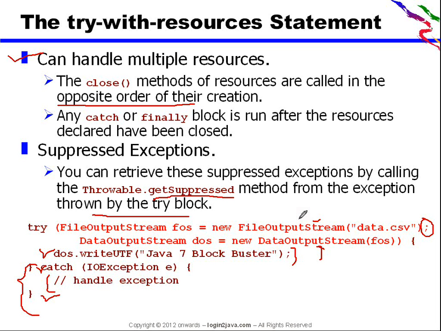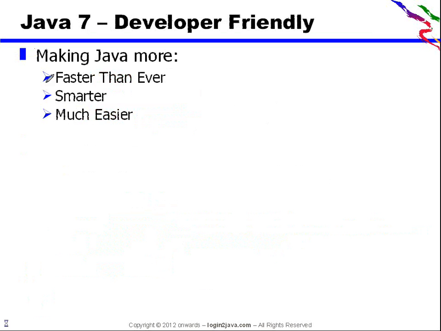The important thing here is two interfaces that have been introduced: the AutoCloseable interface, and another one for IO, the Closeable interface. So not much changed in the language in Java 7, the day-to-day programming language, but whatever changes came in Java 7 are basically making Java faster than ever, with better bytecode, better performance, smarter and easier for developers.